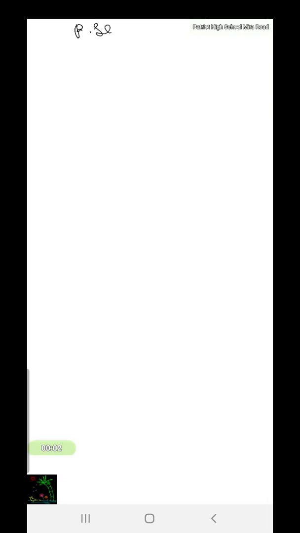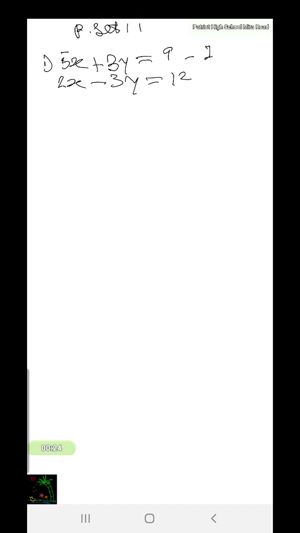Practice set 1.1. First, 5x plus 3y is equal to 9, equation 1. 2x minus 3y is equal to 12, equation 2.